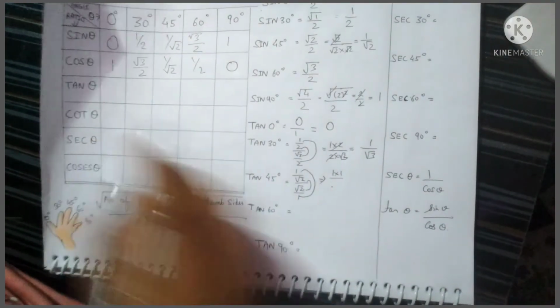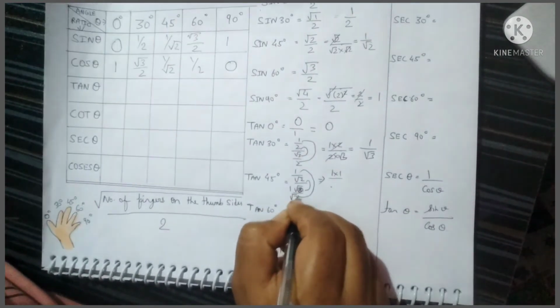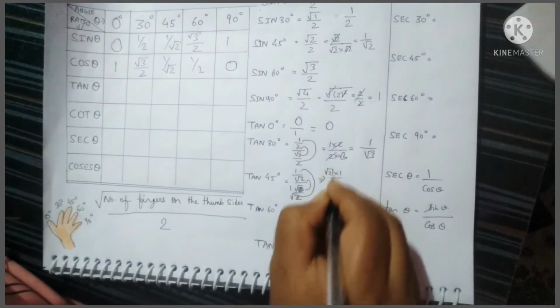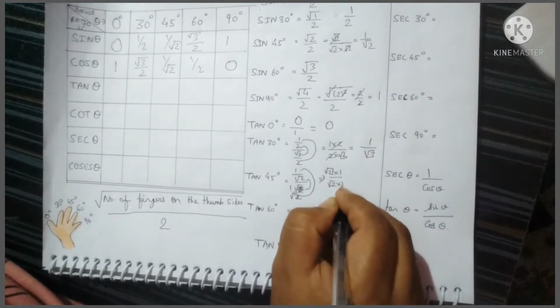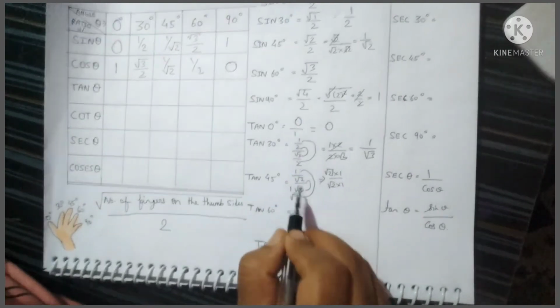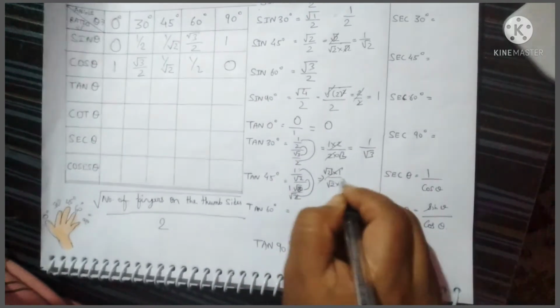So this is 1 by root 2. Now we will transpose it, so it will become root 2 into 1 upon root 2 into 1. It will cancel and we will get the value 1. This way you will get the value of tan 45.